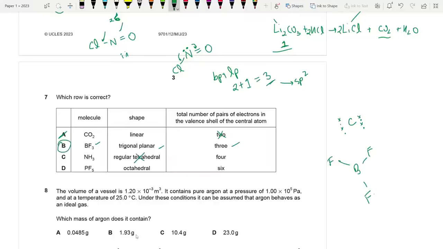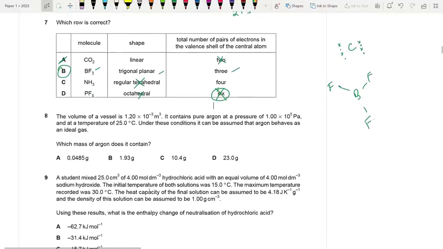The shape is wrong. It should be pyramidal. And PF5 should not be octahedral. It should be a triangular bipyramid. Okay, that's why it's wrong. And yeah, this should have been 5. They gave information about SF6 in 70.